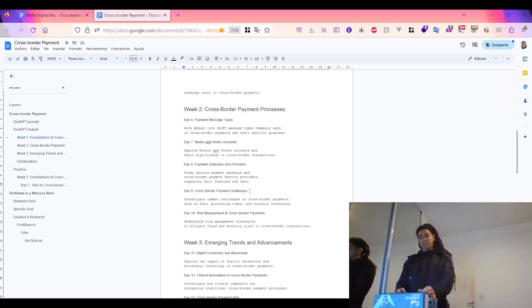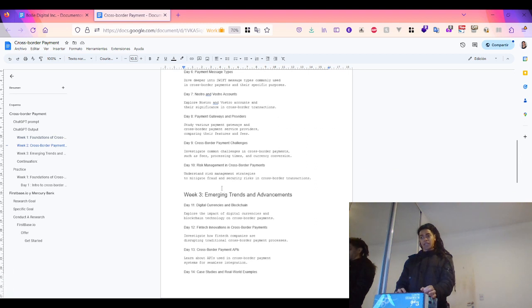Cross-border payment challenges. Investigate common challenges in cross-border payments, such as fees, processing times, and currency conversion. Okay, fees, processing times, and currency conversion are the challenges. Day 10, risk management in cross-border payment. Understand risk management strategies to mitigate fraud and security risks in cross-border transactions.